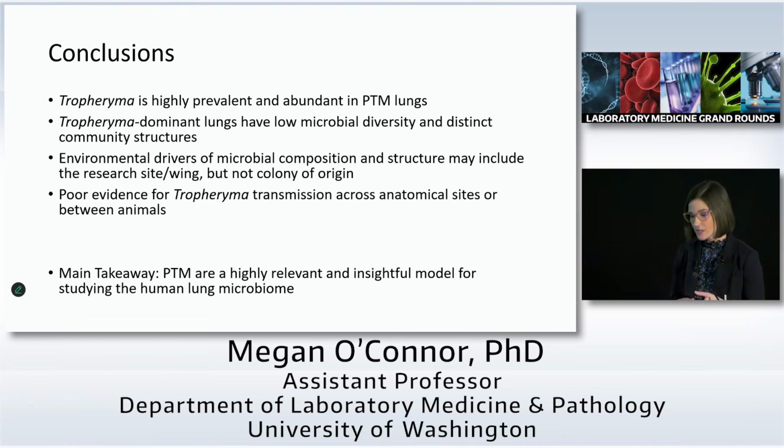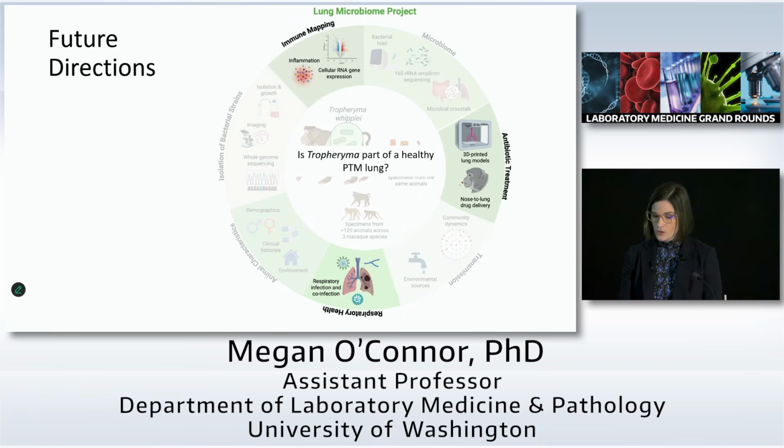And so we're approaching it from a variety of different perspectives and different questions. So one thing is that we really do want to confirm, is Tropheryma actually part of a healthy lung for these animals? We get such a wide range of the abundance within the lungs. We have some animals that don't have it at all, and some that are over 99%, yet all of these are considered healthy. I'll also say that looking at respiratory health and disease can be a little bit more challenging in animals when they're alive.